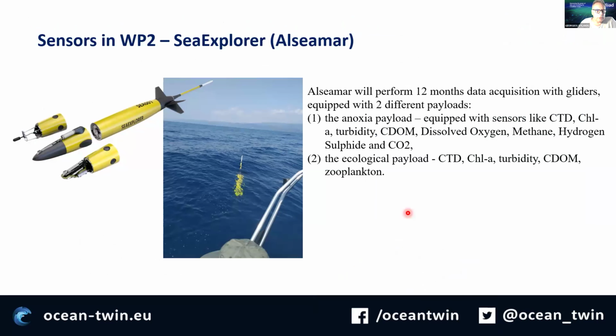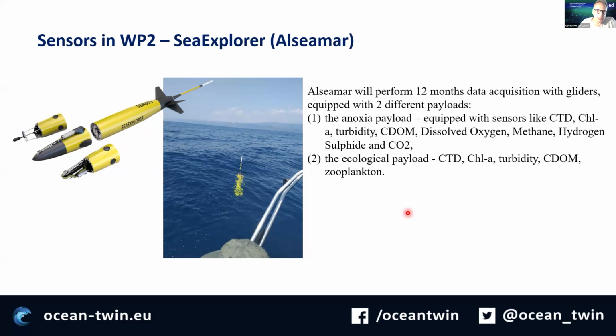Another sensor, which of course is very expensive, is the Alcea Mars glider. It has been tested in several areas, in the Thracian Sea, in the Black Sea for the first time, and then in the Alboran Sea in Morocco. In Iliad, we have 2 payloads. One is the anoxia payload, where we have sensors like CTD, chlorophyll, turbidity, CDOM, dissolved oxygen, of course, methane, hydrogen sulfide, and CO2. This was the payload that we worked with for the first time in the Black Sea.